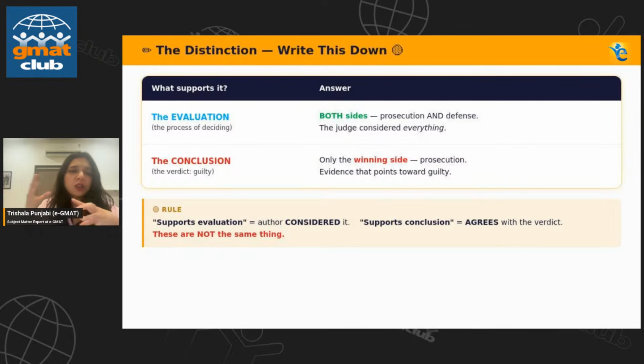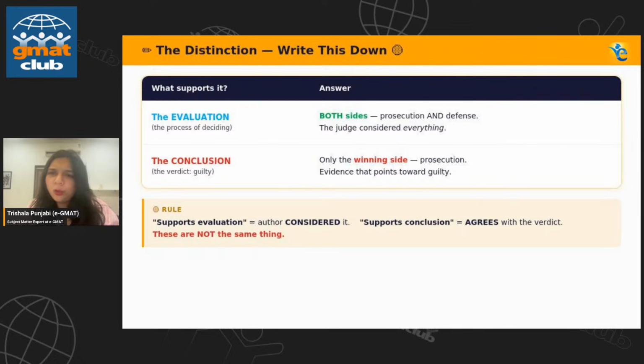Evaluation is the process of deciding. Here you look at both sides, the prosecution and the defense, and you consider everything. Whereas conclusion is the verdict. Conclusion means you're only going for the winning side. So if something is supporting the evaluation, it is something that the author considered. And if something is supporting the conclusion, it means you're agreeing with the verdict. And this is not the same thing.